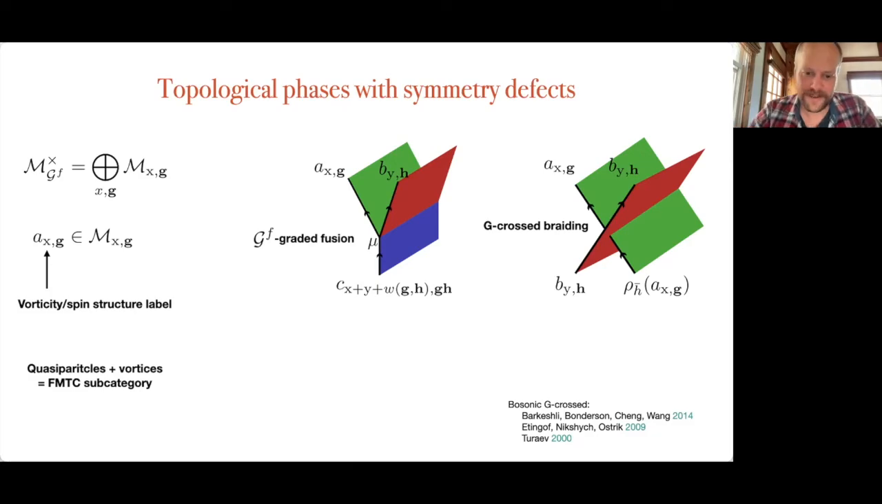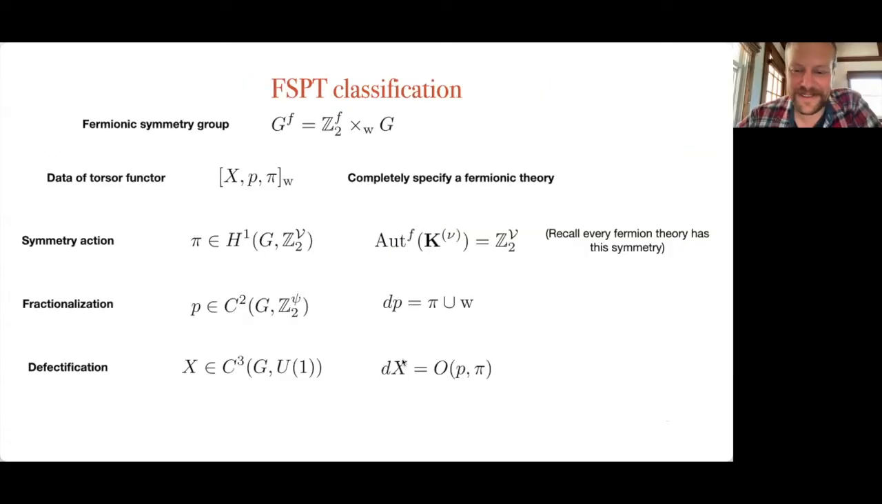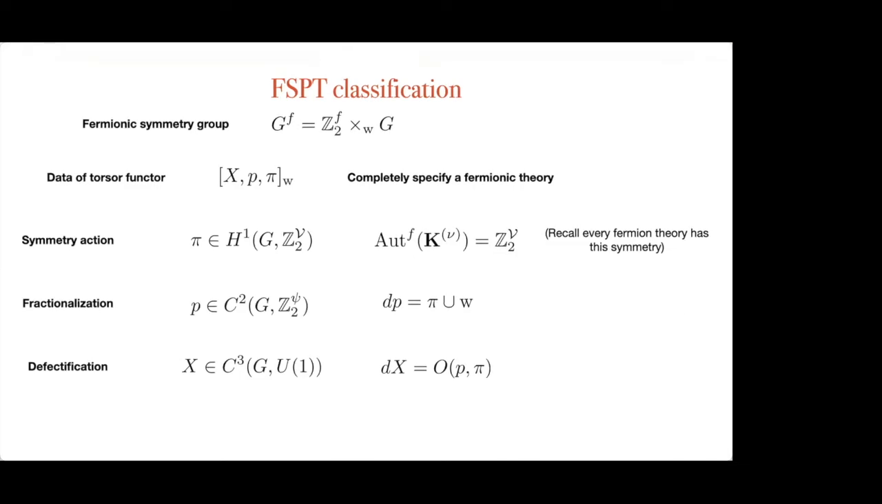But I don't have any of those examples in my talk. I was mostly focused on the anomaly picture. It's difficult to choose which topics. If you like, in our paper, we give several examples of fermionic G-crossed braided tensor categories. I think it's the last section, or maybe second to last section. But they're not written in terms of Hamiltonians.